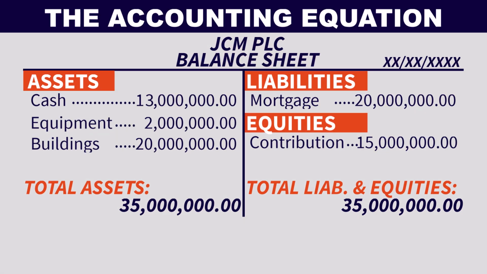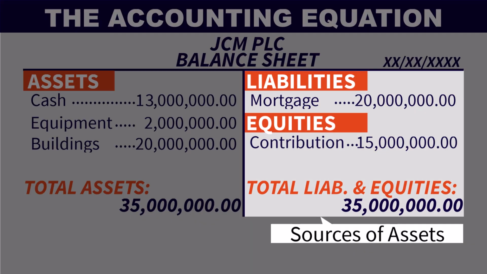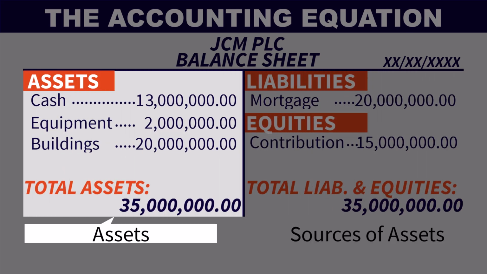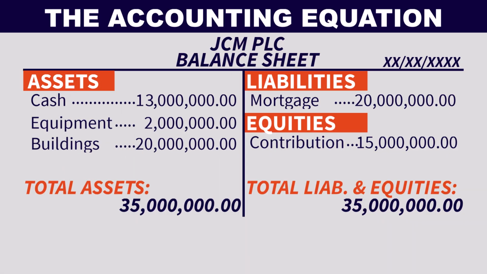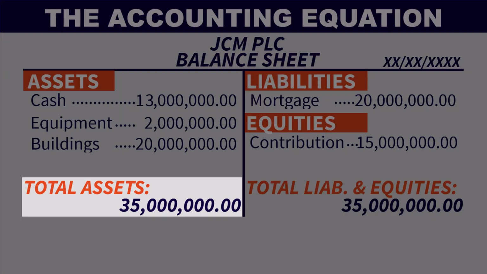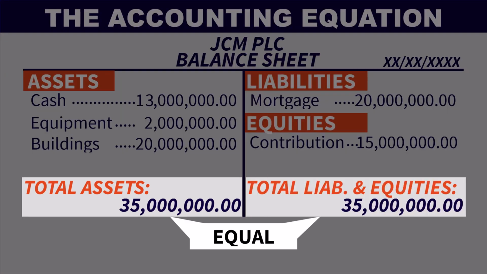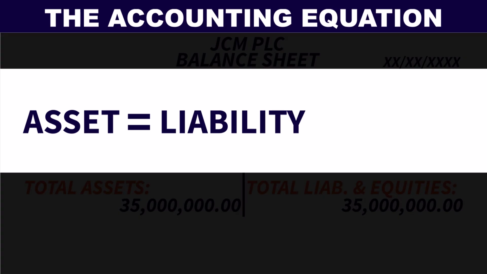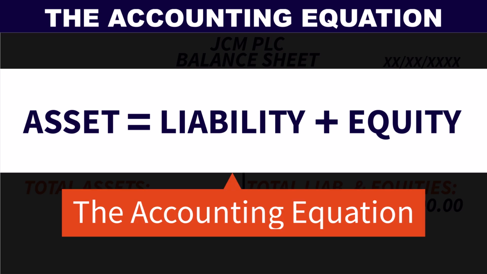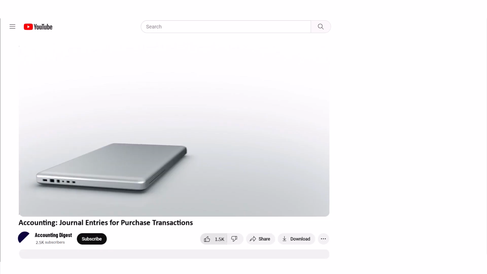Now, notice that everything on the right is the source for everything on the left. In other words, the total of all the assets here is equal to the total of the liability and equity combined here on the right, as you can see. You can simply put that mathematically as asset equals liability plus equity. That is called the accounting equation, or sometimes called the balance sheet equation.